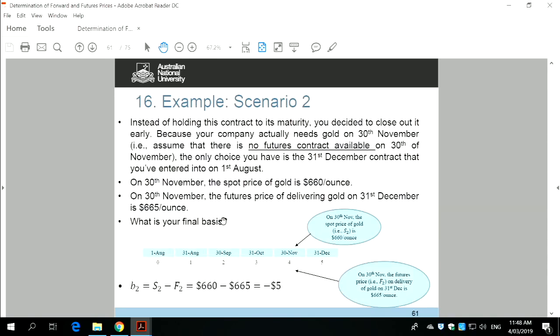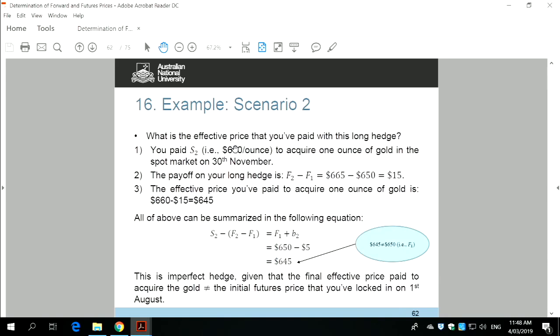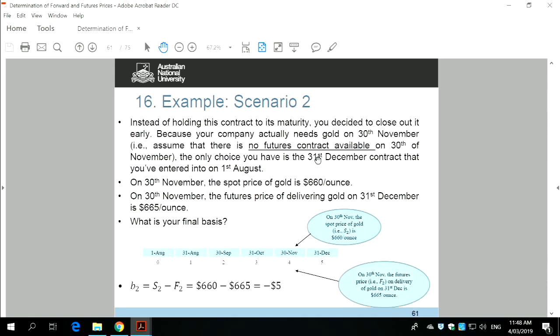So what is the effective price that you paid? You paid 660 to buy that 1 ounce of gold on 30th of November, and you closed off your contract on 30th of November as well. What we were told is that the futures price for delivery of gold on 31st of December is $665 per ounce on 30th of November, right? So imagine you're standing here, you enter into the long futures contract that would commit yourself to buy in 1 month's time, and that futures price is $665.